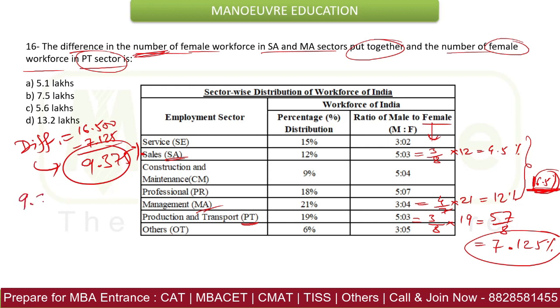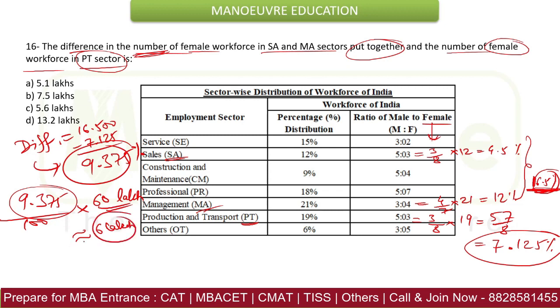So this will be 9.375 divided by 100 into total workforce. So total workforce, as we have seen, that is 60 lakh. Now it is closer to 10. Closer to 10 means 10% of 60 lakh, that is approximately 6 lakh. But since it is less than 10, our answer should be less than 6 lakh, but it must be closer to 6 lakhs, that value will be 5.6. So hence option C will be the answer over here, which you can solve it.